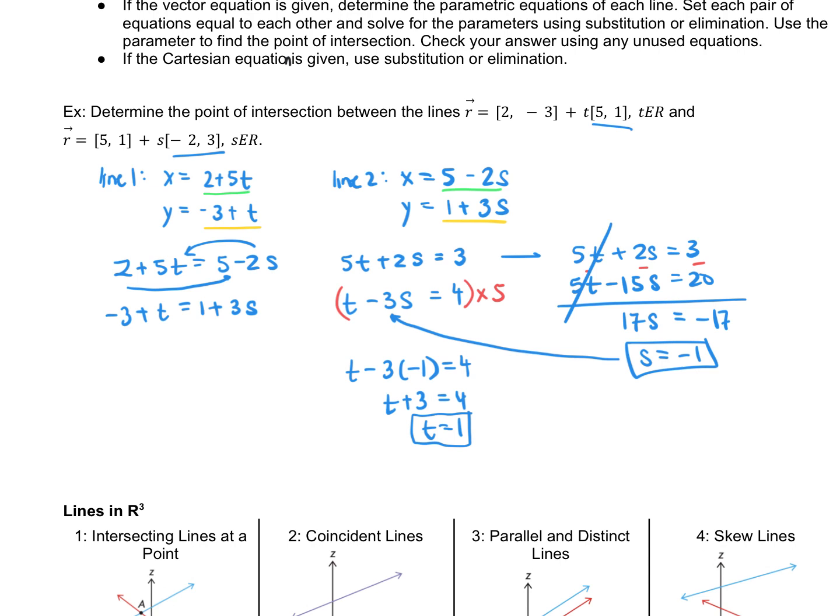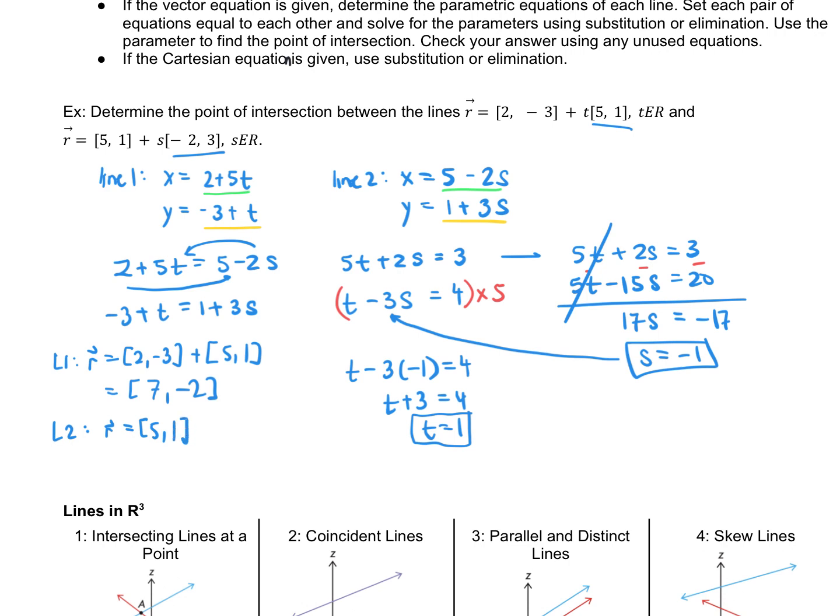So in reality, I only needed to solve for one of my parameters, because the minute I got s equals negative 1, I could plug that into line 2 and get the coordinate, but I'm doing both just to check my answer. So in line 1, I would have 2 minus 3 plus our t, so t is 1, times the direction vector. And that would give me 2 plus 5 is 7, negative 3 plus 1 is negative 2. So I think that's the point of intersection, but I'm just going to double check with line 2. Just a nice way to be confident in your answer.